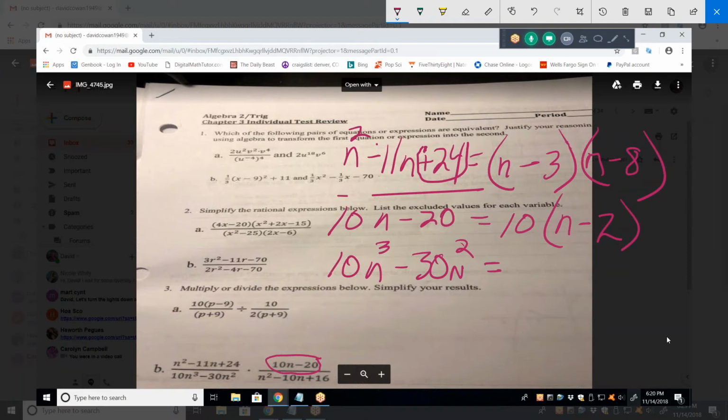However, I can factor. What's the greatest common factor in those two terms? 10. That's the greatest number, but there's also a variable that can come out of there. Oh, 10n. 10n squared. Remember, you're looking for the greatest common factor. You're not just looking for a factor. You're looking for the largest one. Now, what's left? An n minus 3. Perfect.